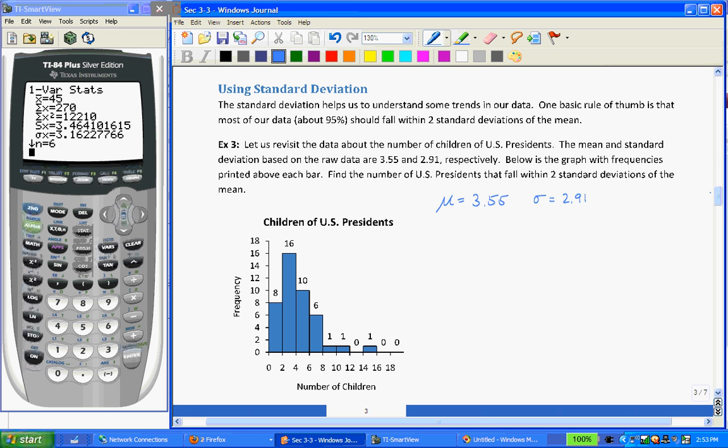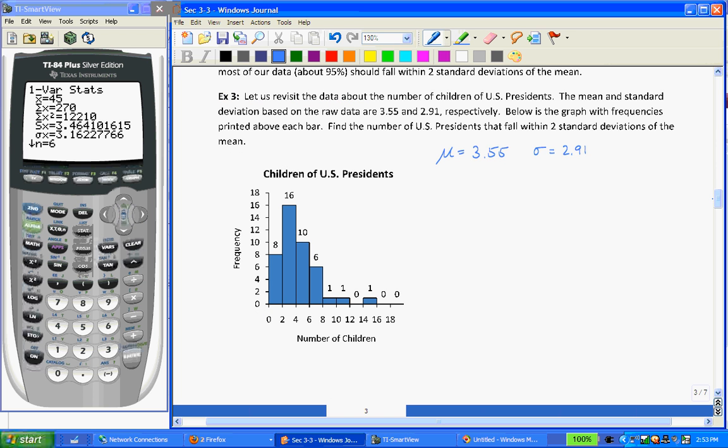We want to find the number of U.S. presidents that fall within 2 standard deviations of the mean. So what do we mean by that? Well, the mean is 3.55, meaning on average, U.S. presidents have about 3.5 kids. And we know that's just a statistic because you can only have 1, 2, 3, or 4, or so on, number of children, but that's just a numerical average. So that falls somewhere in here.